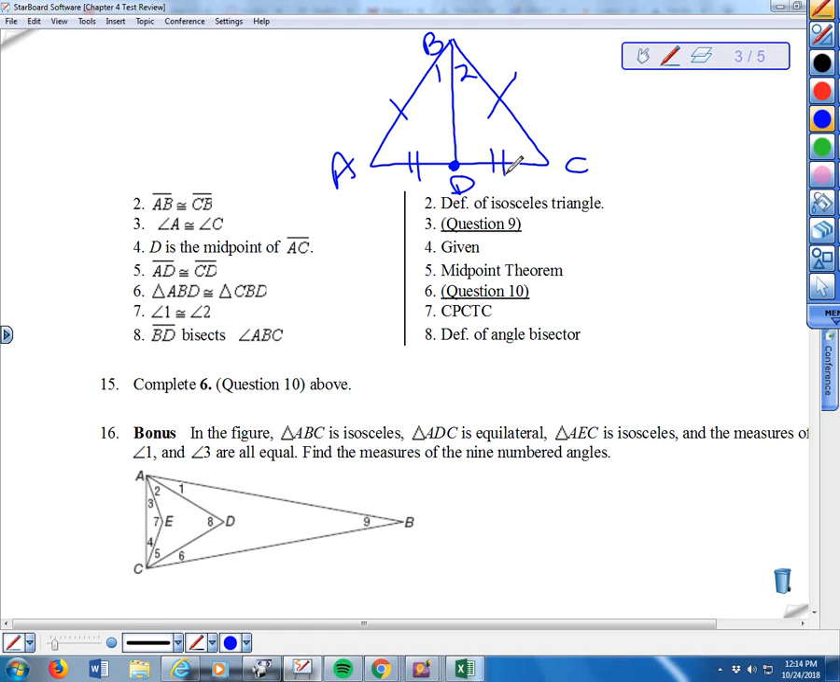That's true. Angle A is congruent to angle C. Why? Base angles theorem. Good job. D is the midpoint, given. AD is congruent to DC, midpoint theorem. Now they're saying that triangle ABD is congruent to triangle CBD. So I've proven this. If I'm trying to prove two triangles are congruent, your answer should be one of 5. What are they?